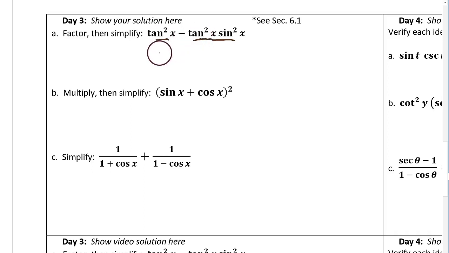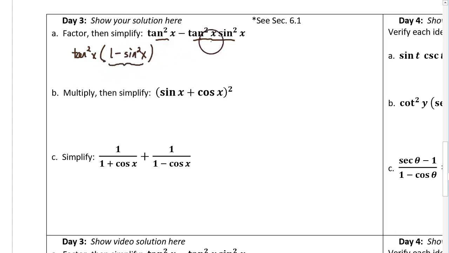So I'm going to factor out the GCF, which is tangent squared x. So tangent squared x times 1 minus sine squared x. Tangent squared x times 1 is this first term, and tangent squared x times the sine squared x makes this second term.